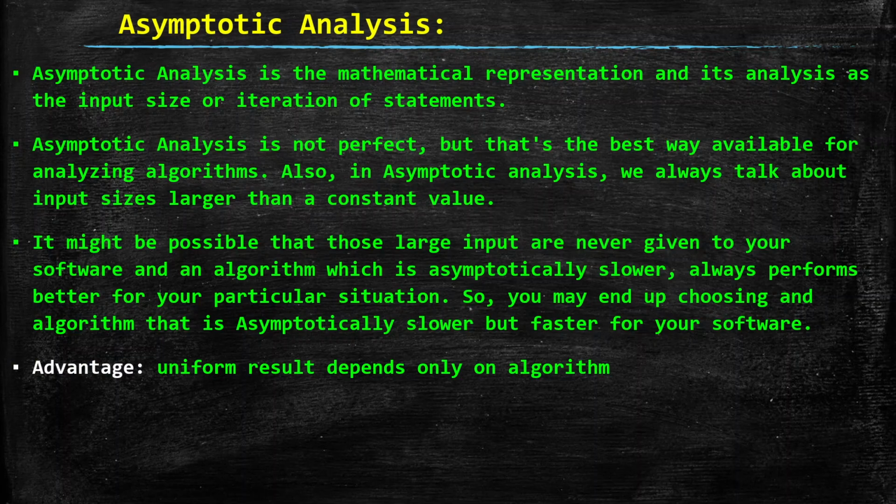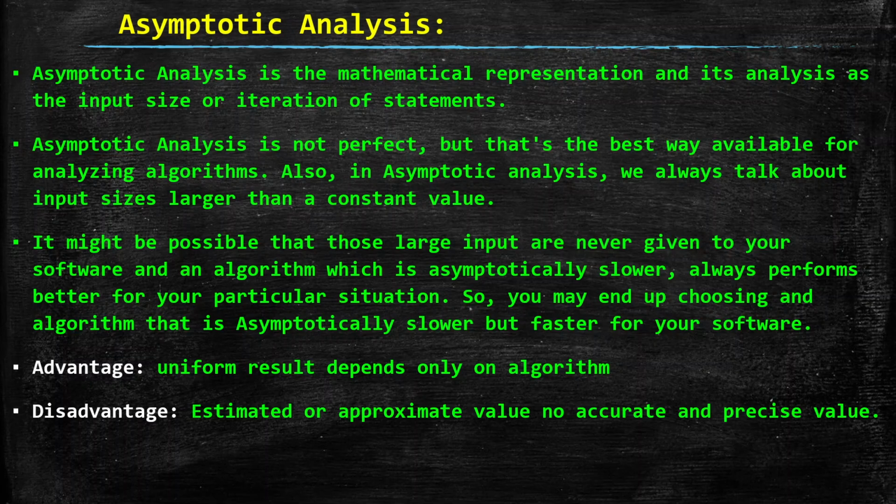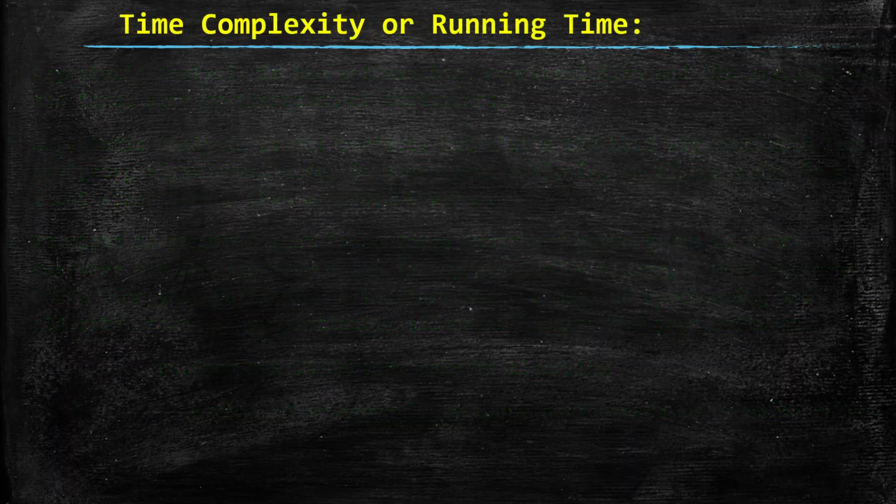Now here we are talking about the advantages. Uniform results: the results depend only on the algorithm. And if we talk about the disadvantage, it gives an estimated value, not an accurate and precise one. Let's talk about time complexity, because in the previous video I already talked about this: we are talking about a priori, not a posteriori analysis.